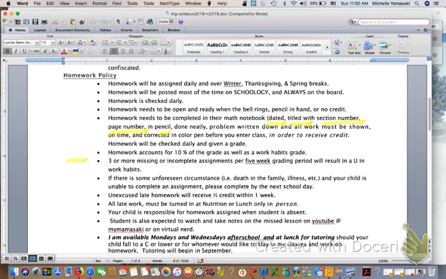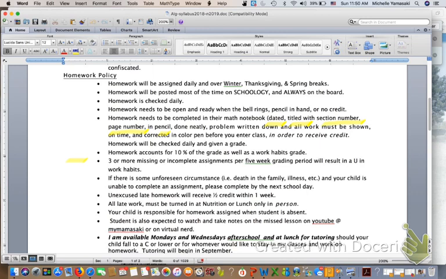If there is something going on, if there's a death in the family, an illness, something, please do send me a note or an email and let me know. And just get the work done as soon as possible.